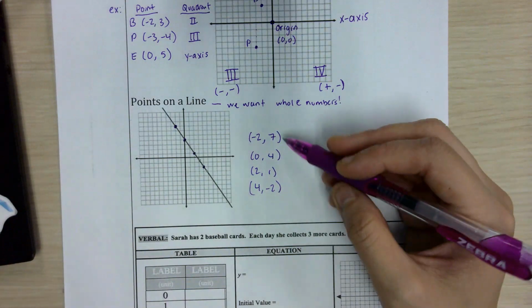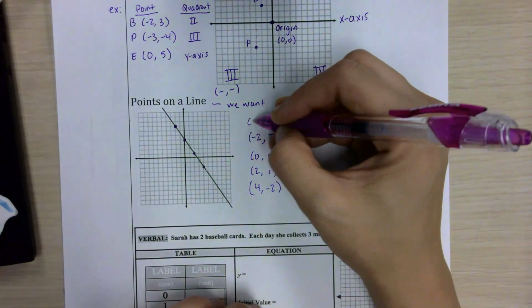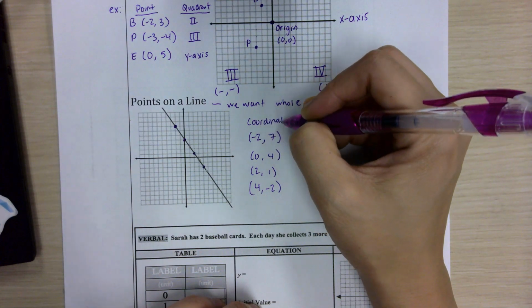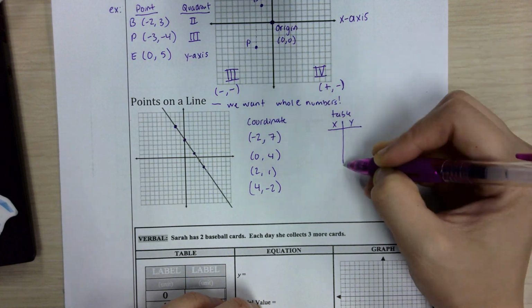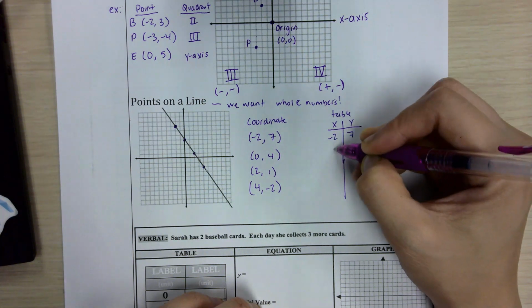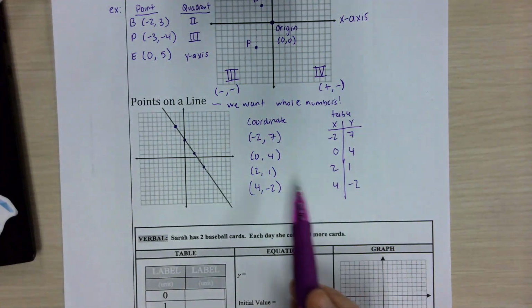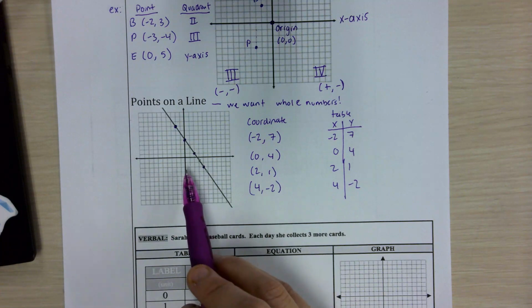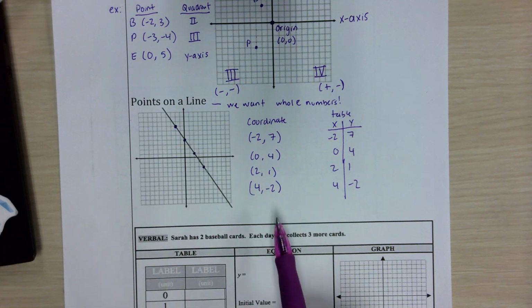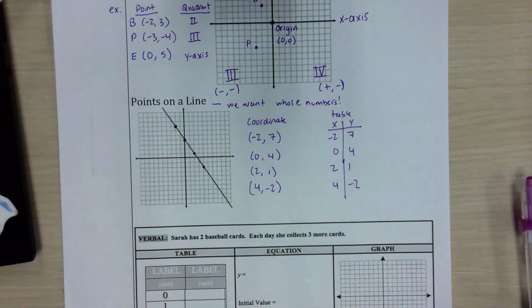And we can write this in like a table form. So we could do coordinate form, right? Coordinate, and then table, right? We have x, y, we have -2, 7, 0, 4, 2, 1, 4, -2. So you should be able to hop between these 3 pretty easily, right? Like I could say make a table from this line. I could say pick some coordinates. I could say make a table with the coordinates. Should be able to move pretty fluidly between these 3 things.